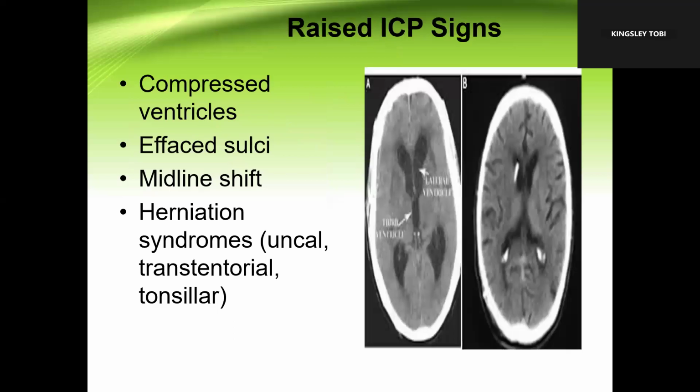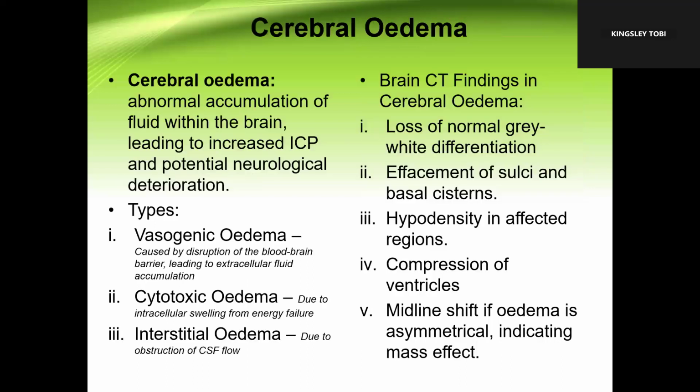Okay, all right. So now, how do you know in terms of intracranial hypertension? The ventricles are compressed, and the sulci are effaced. And you can see herniation syndrome, whether uncal, which is more midline, or transtentorial or tonsillar. These are features of intracranial hypertension.